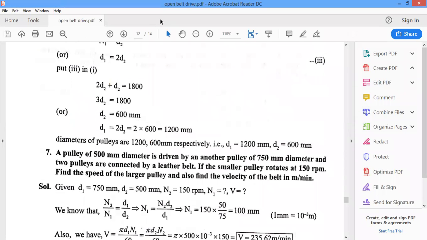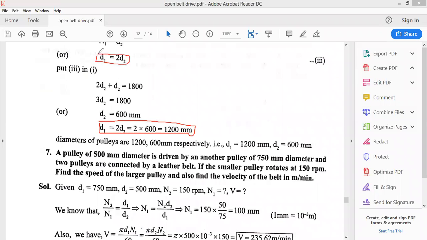Right, so we'll just look here. D1 is equal to 2 times D2. This way also we can go, because we just had this equation over here. We just found that D2 is equal to 600, so 2 times 600 gives 1200 mm. That is how we can also find out the other diameter in this particular case.